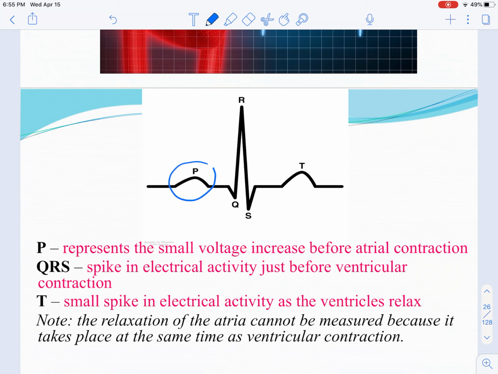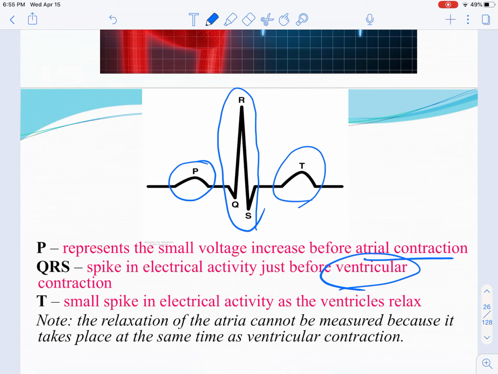But the P wave is the one created when the atria contract. The QRS wave is the one that's made at the ventricular contraction, and the T wave is like a recovery indication of when the heartbeat is over. So it's a small spike as the ventricles, which had a very big contraction, sort of relax to fill up again, that you get this T wave.